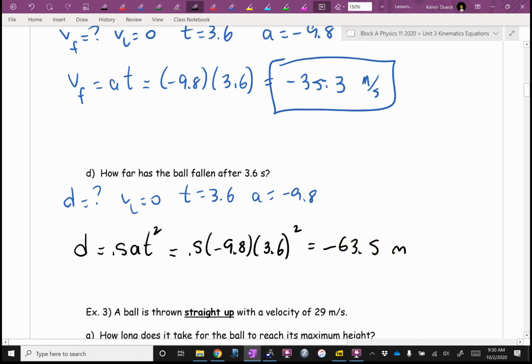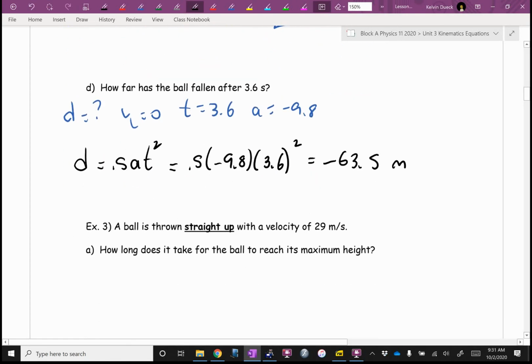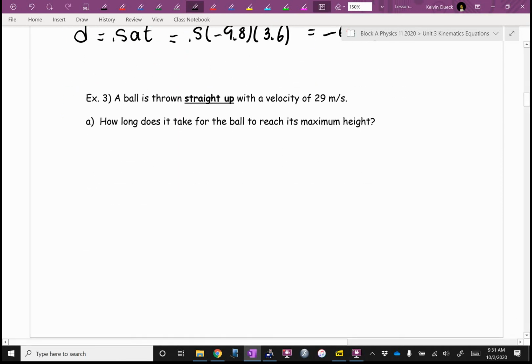Now, again, if I ask you how far has it fallen, in English, you would say 63.5 meters. You wouldn't put the negative in, but if you leave the negative in your answer, in physics, it's more accurate, and I'm fine with that. Okay? So that's dropping an object off of a cliff. Let's throw an object off of a cliff. So first of all, let's throw an object from the ground, straight up, with a velocity of 29 meters per second. I like example 3. Example 3 is a nice question.